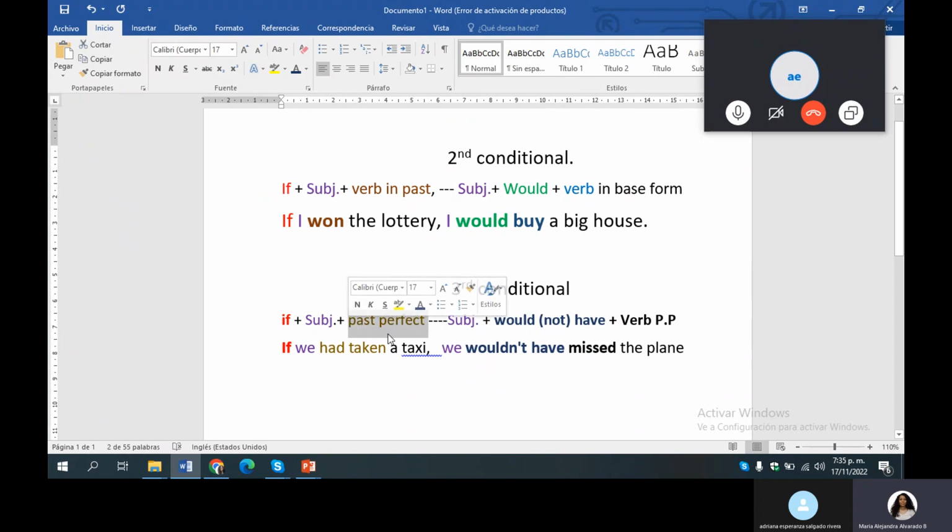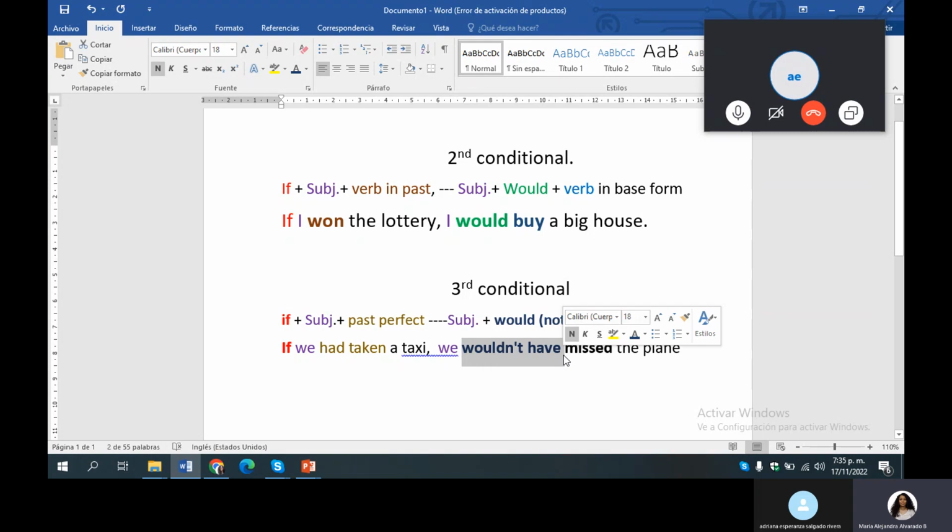Okay? And here we have, if we had taken a taxi, we wouldn't have missed the plane. So here we have the rule, this part, wouldn't have or would have. And then we have the verb in past participle. Okay, so this is always going to be when we are talking about third conditional. Is it clear until this point in third conditional, or do you have any question? No, perfect, teacher. It's clear.